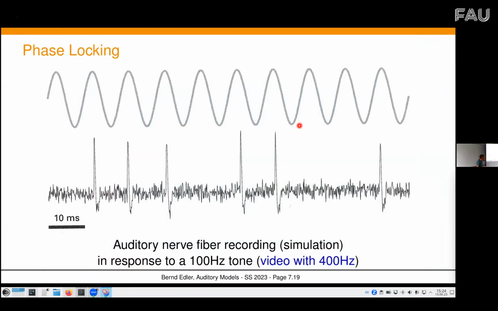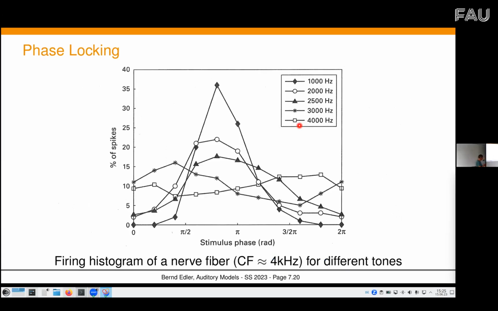So these are some experiments which show phase synchronization. Of course, it's a matter of probability, but the main activity is close to a fixed position within each period of the sound. And more experiments have been carried out. This was an experiment measured at a nerve fiber at a characteristic frequency of 4 kilohertz.